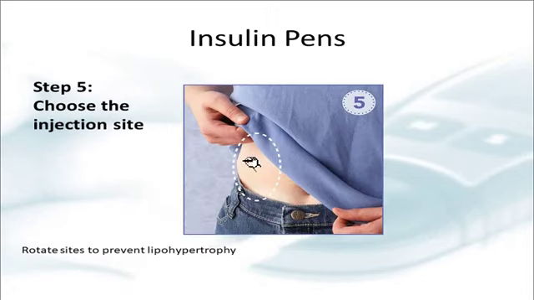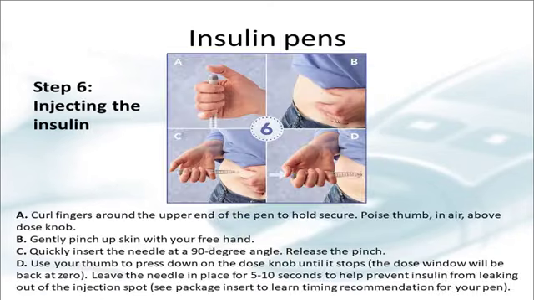Right, now remember to rotate sites to prevent insulin hypertrophy and atrophy. So you'll choose the site of the injection. What you'll then do is curl your fingers at the upper end of the pen and hold the pen secure. You'll poise your thumb in the air above the actual dose knob. You'll gently pinch your skin with your free hand.